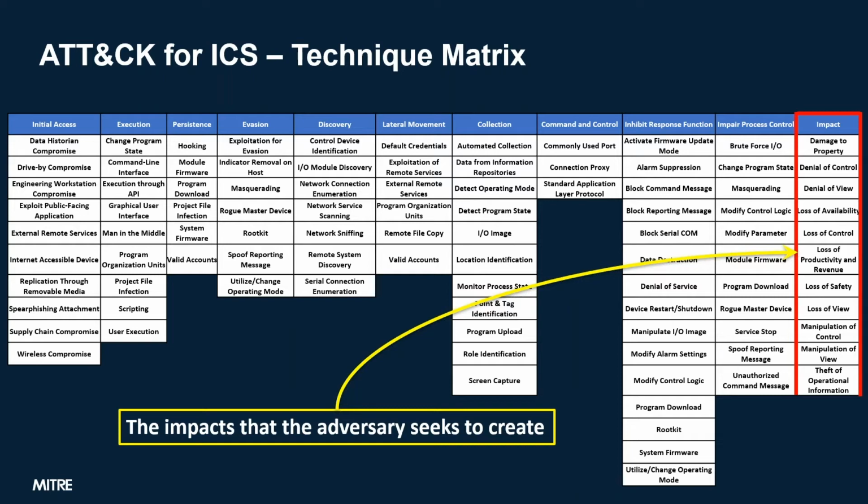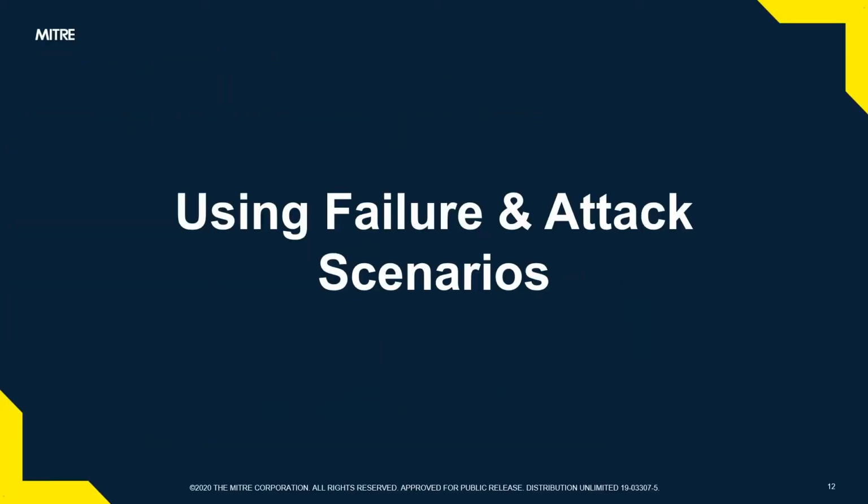So like I said in the beginning, ATT&CK is based on pretty much real world information, real world attacks that have happened in the wild. For ICS, there's only so many attacks that we have documented and open to the public. So we really have to figure out how we can augment this information so that we can get a better understanding of what potentially can happen. So that's where we get into failure and attack scenarios.